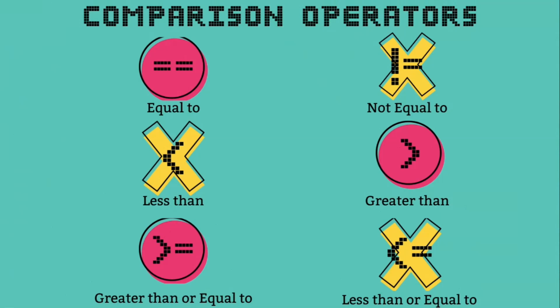The greater than operator checks if the left operand is greater than the right operand. The less than operator checks if the left operand is less than the right operand. The greater or equal to operator checks if the left operand is greater than or equal to the right operand. Last but not least, the less than or equal to operator checks if the left operand is less than or equal to the right operand.